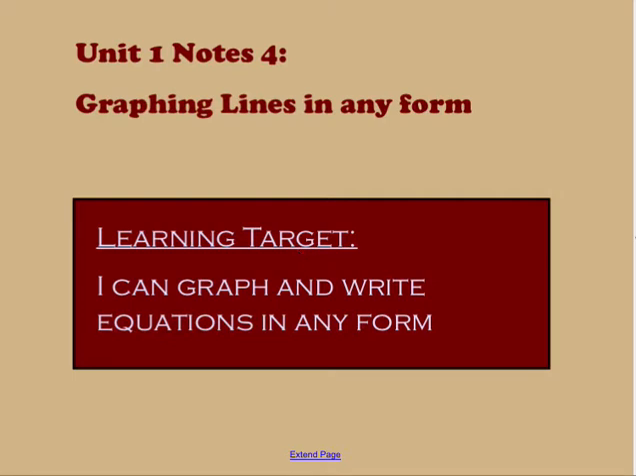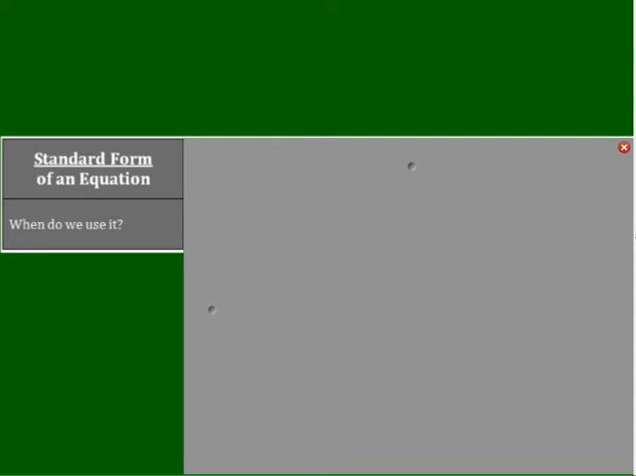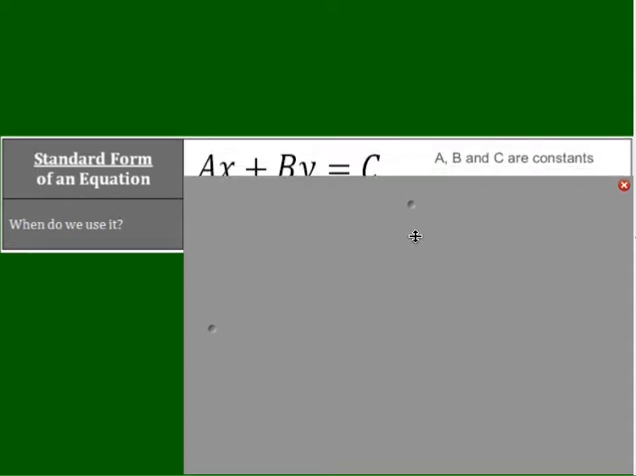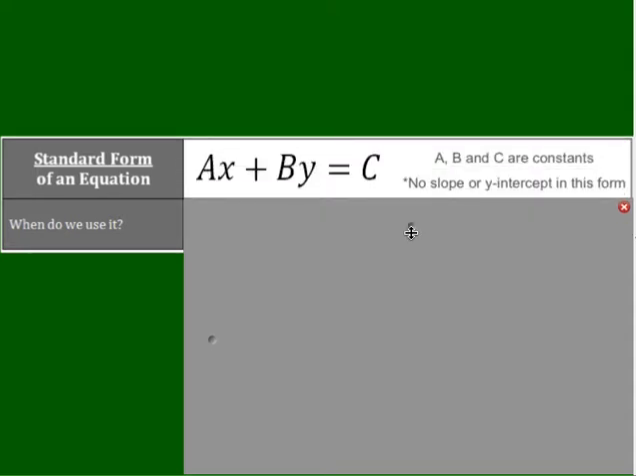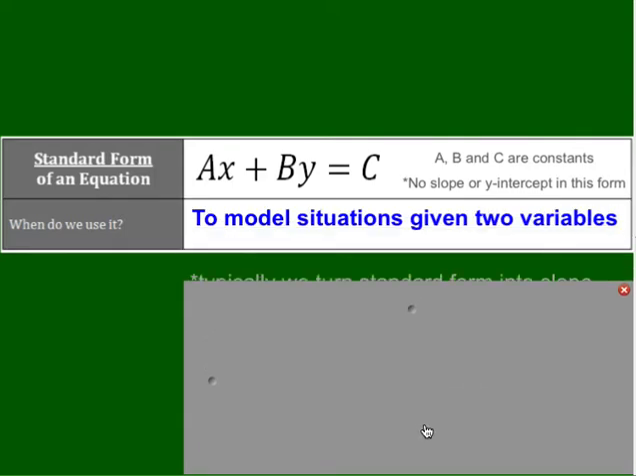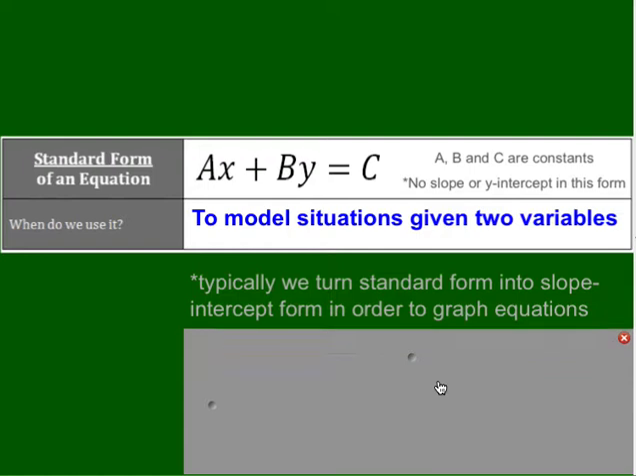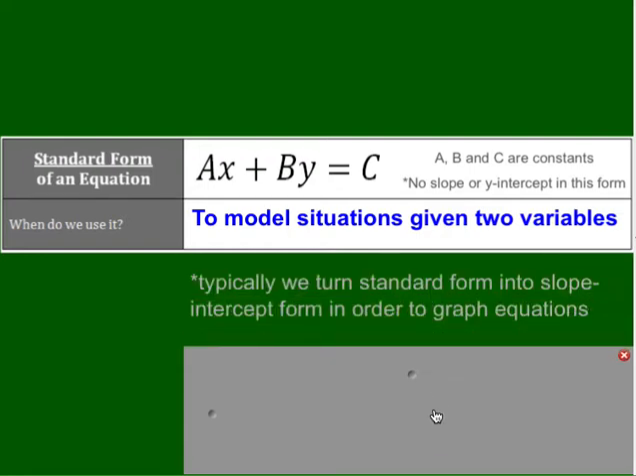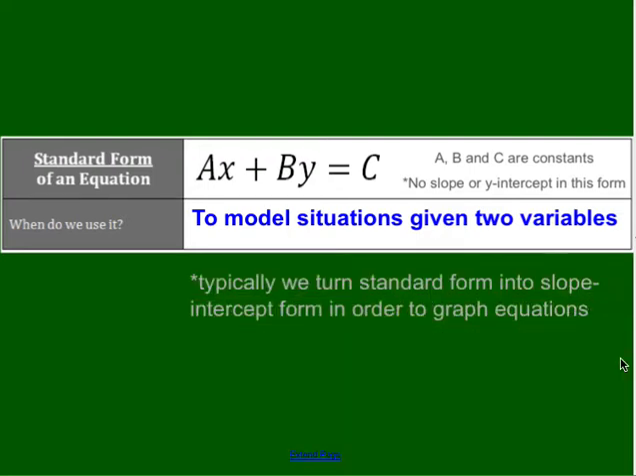So let's take a look at standard form. That's the only form we didn't do in our note video yesterday. Standard form is ax plus by is equal to c, where a, b, and c are all numbers. There's no slope or y-intercept in this form. This is typically used to model situations when given two variables. So if we're given two variables, we can very easily model the situation using standard form.